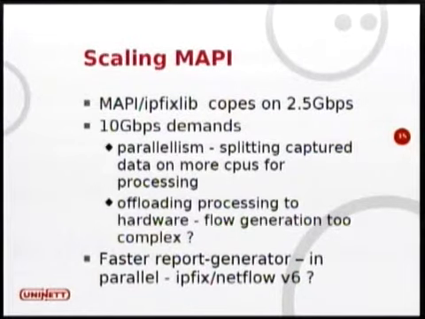we want to develop this further, and we have a CPU bottleneck, so we need to go into more CPUs in the exporter, go into parallelism to go to 10 gigabits. We can perform at 2.5 gigabit load, but not at 10. So more CPUs. Might be that we want to offload the hardware.